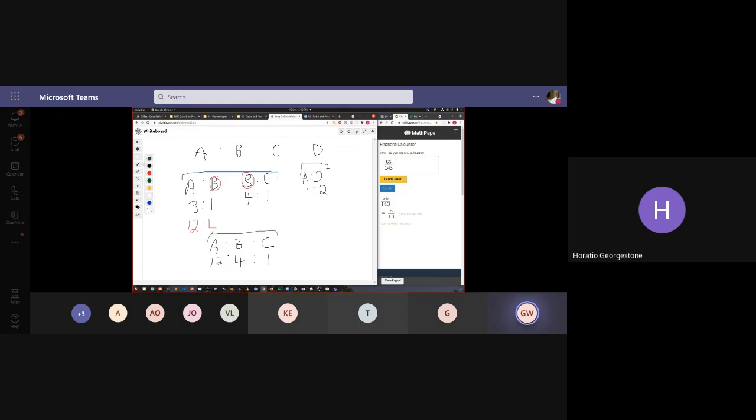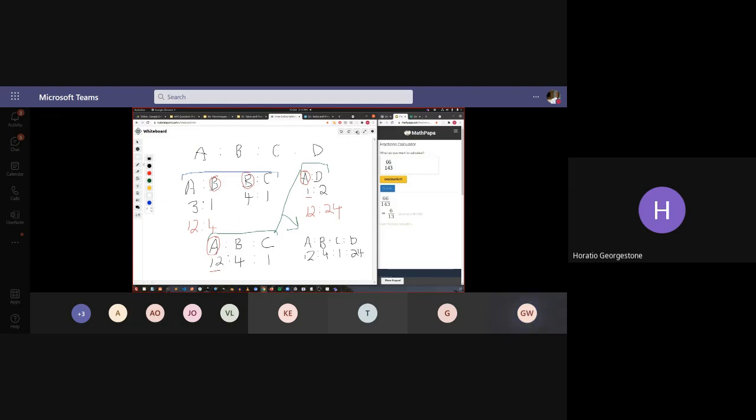So we're trying to combine these two now. A to D is 1 to 2. Here, we've got A in both of them. That's the common element or the common item. But here we've got a 12, here we've got a 1, so we just want to times this by 12. That gives us 12 to 24. So now we can merge them together. So we get A to B to C to D is 12 to 4 to 1 to 24.